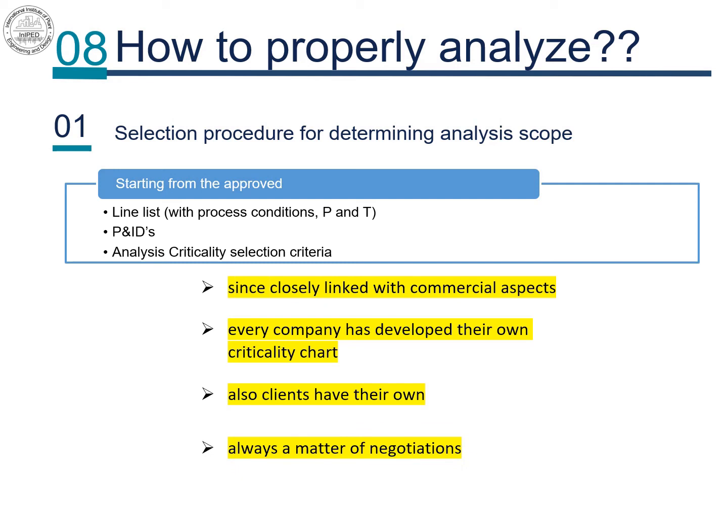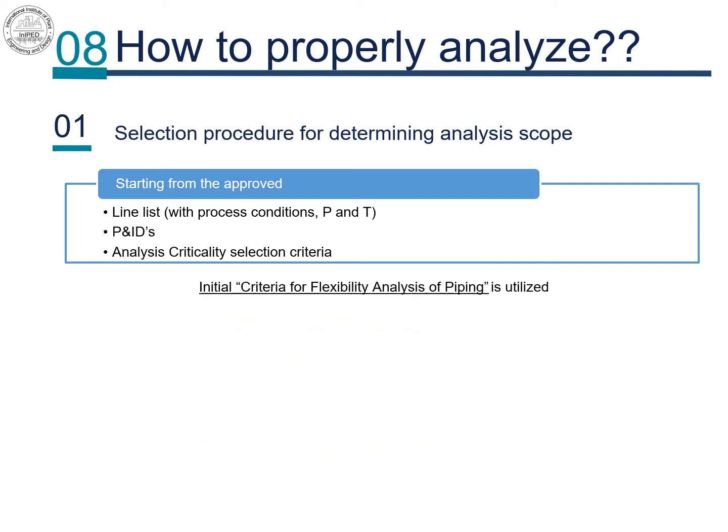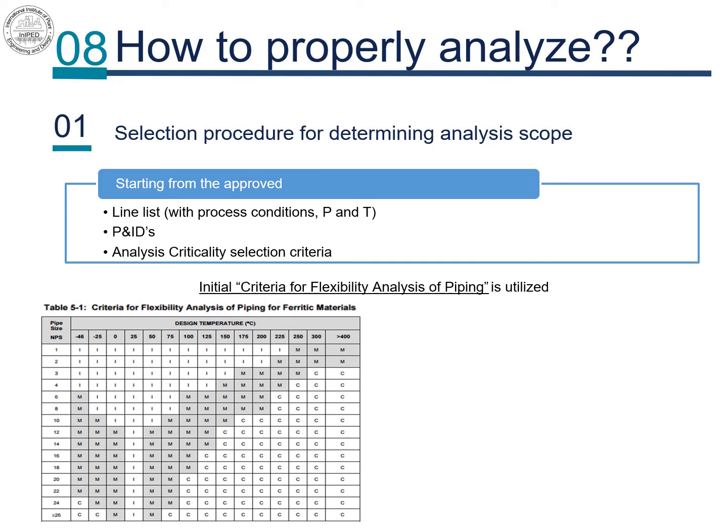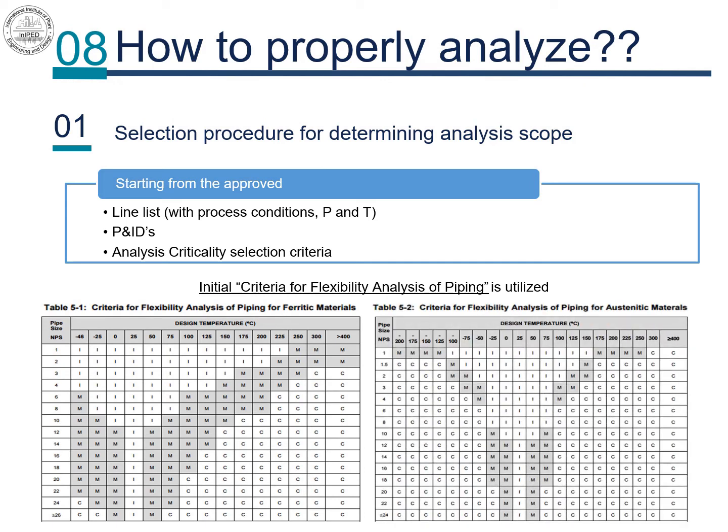We have shown here, as an example, two charts for initial criteria for flexibility analysis of piping, prepared for use on a project. Table 5.1 is for carbon steel piping, and 5.2 for stainless. Basically, categorization of requirements for pipe stress analysis is based on pipe sizes and design temperatures. This will determine the initial level of stress analysis requirements. In the charts, the following selection categorization is prescribed: I, M, and C.